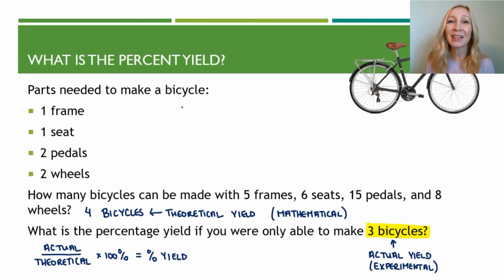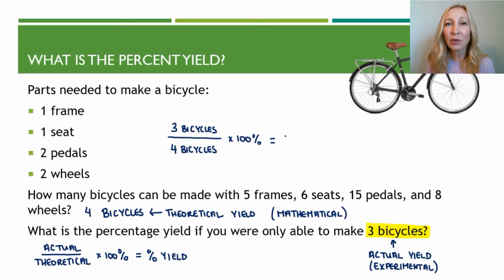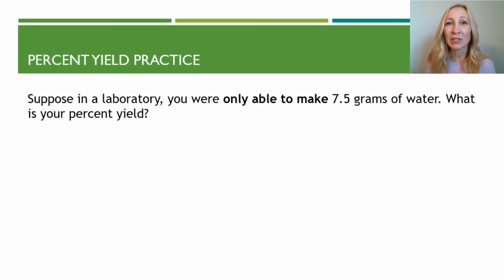So let's calculate the percent yield for our bicycle building. Okay, we created 3 bicycles. That is our actual yield. We should have created 4. Mathematics would tell us, and our calculations would tell us, we could have created a maximum of 4 bicycles with the ingredients that we had. That is our theoretical yield. So 4 bicycles at the bottom. We're going to multiply by 100%, and then we get 75%. So our percent yield is 75%.